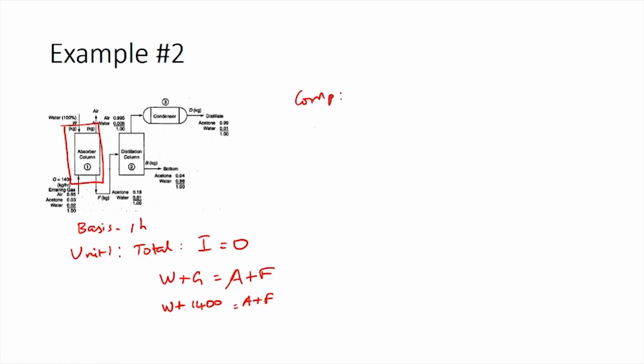Let us start with the component balance for air. The component balance for air would be 0.95 times G is equal to 0.995 times A. Air is entering through the gas phase, which is G, and leaving only through A. So, this is the equation we start with. Using this equation we can calculate A, which is the mass of air leaving the system, as 1336.7 kilograms. We already know G as 1400, so substituting for G we can calculate A.